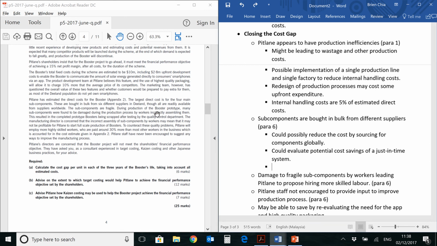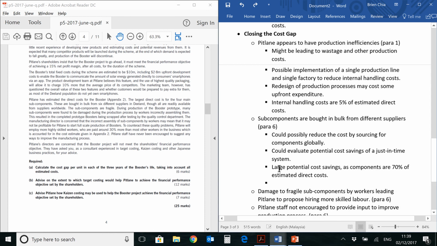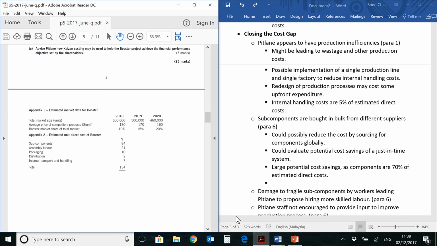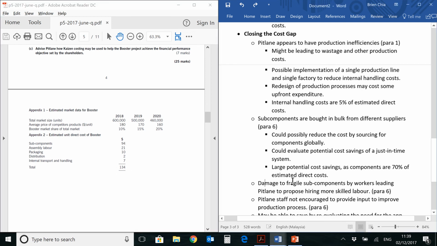There are some hidden costs which might not have been included in the direct cost. For example, because you're buying things in bulk, you might have damage, obsolescence, and things like that. So maybe a just-in-time system might help you to save cost. There's large potential cost savings because the cost of components is 70% of the estimated direct cost, as you can see over here. 94 divided by 134 is almost 70% of the total direct costs.